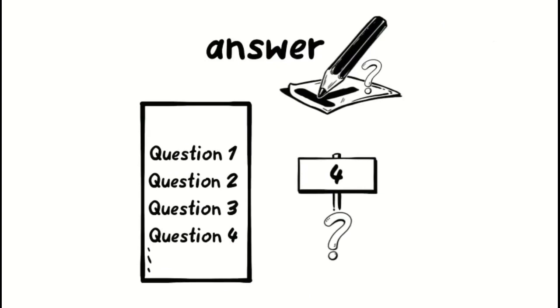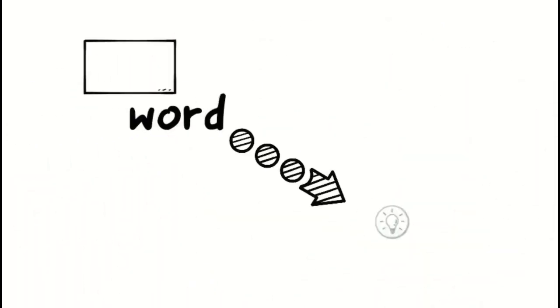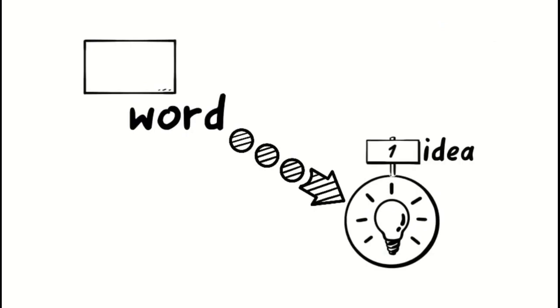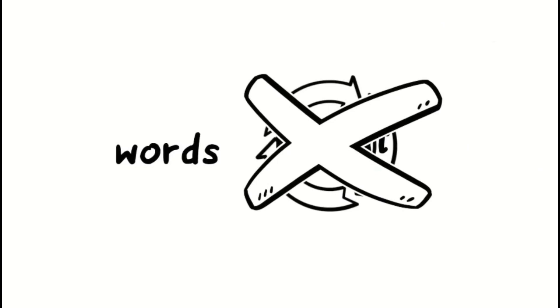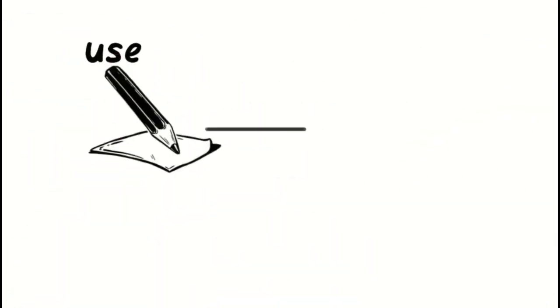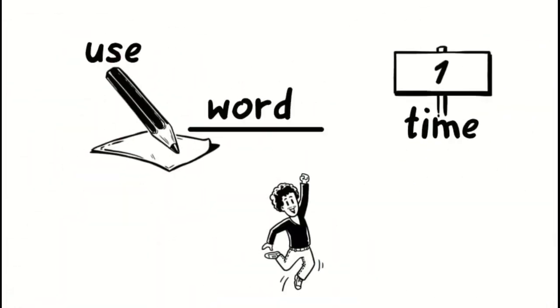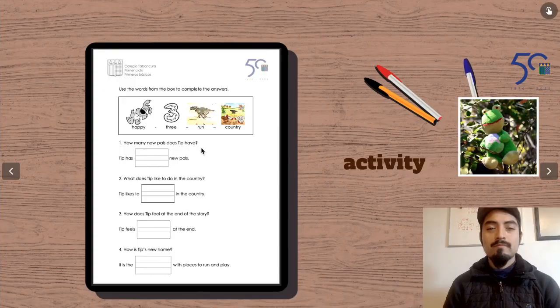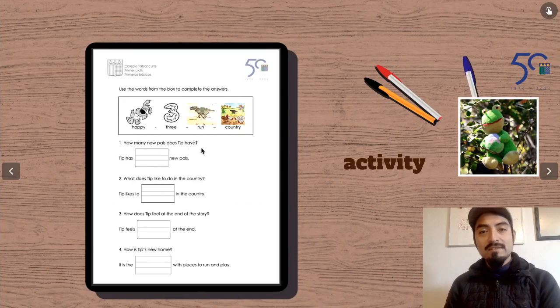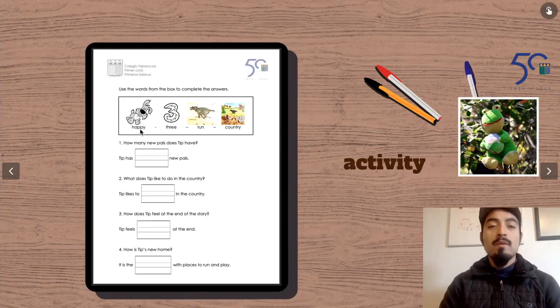There are 4 questions. Each word from the box goes with only one idea. And the words cannot be repeated. You have to use each word only one time. Now I will read the words in the box and also the questions. The words in the box are happy, 3, run, country.